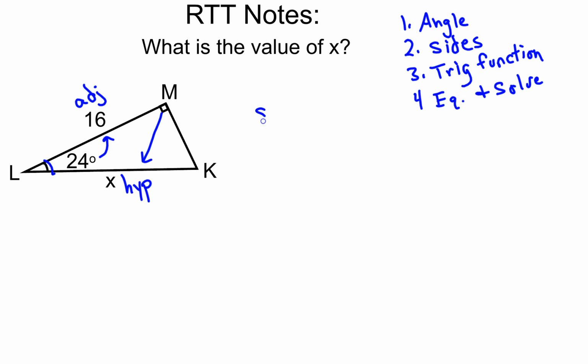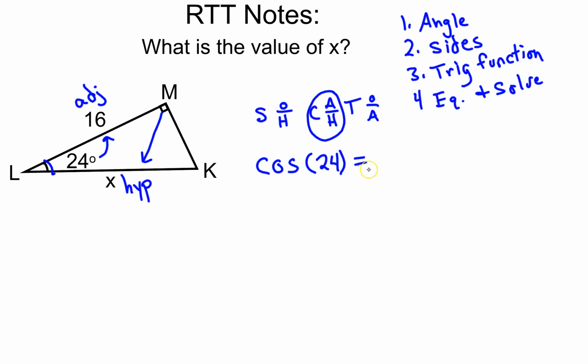So now I have to look at my SOHCAHTOA. Let's write it out. Sine's opposite over hypotenuse, SOHCAHTOA. So I have adjacent and hypotenuse. If I look through these, that's the only one that has adjacent and hypotenuse. So that means I'm using cosine. My equation will then look like this. The cosine of the angle always goes with the trig function, is equal to the adjacent side over the hypotenuse.